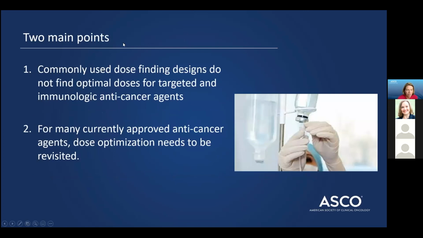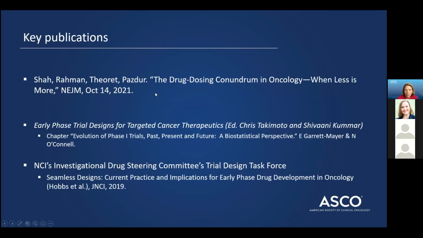Okay, so I just want to revisit my 2 main points. Hopefully I've at least gotten you to consider that the commonly used dose finding designs do not find optimal doses for targeted and immunologic anti-cancer agents. And for many of the currently approved anti-cancer agents, dose optimization should be revisited. All right, so that is the end of my talk, and we have a few minutes for questions.